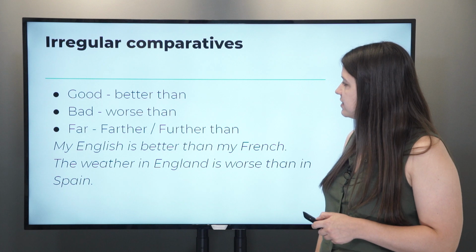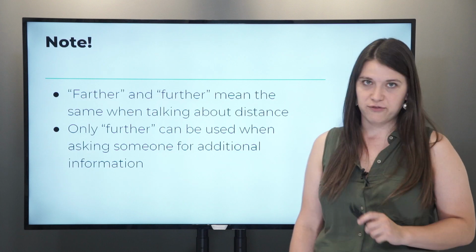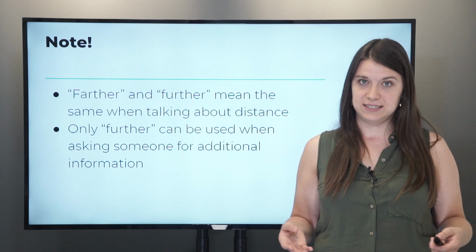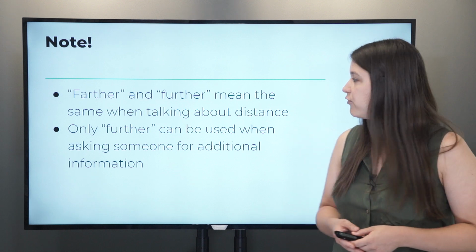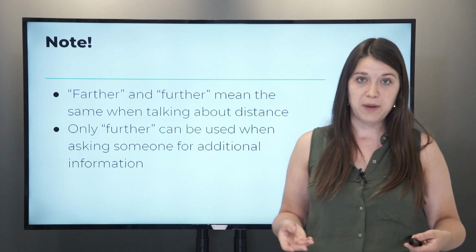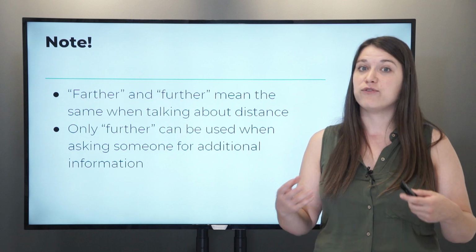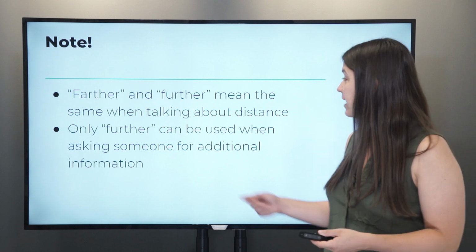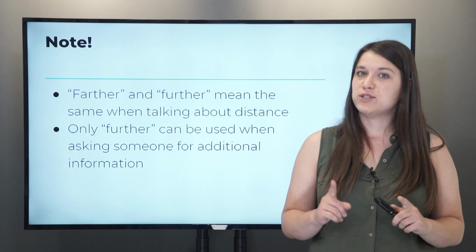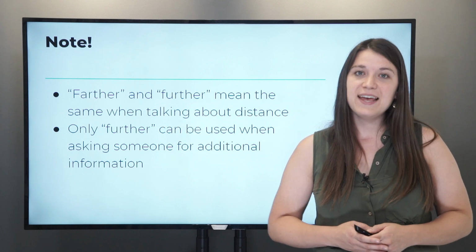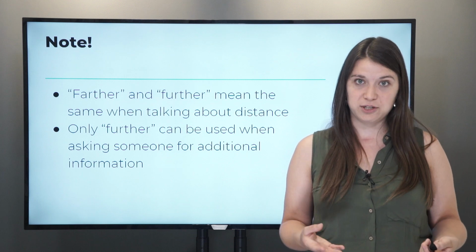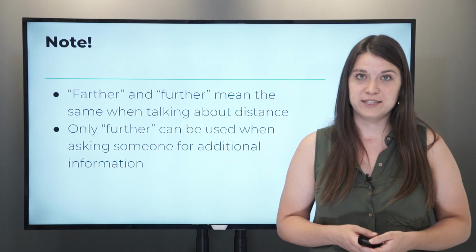So let's look at this difference between farther and further. They mean the same thing when we're talking about distance, but only further can be used when we're asking someone for additional information. So if I say, can I have further information? It's the same as saying, can I have additional information? So keep that in mind. You wouldn't say, can I have farther information? No, I want further information, for example, about the comparative adjectives.